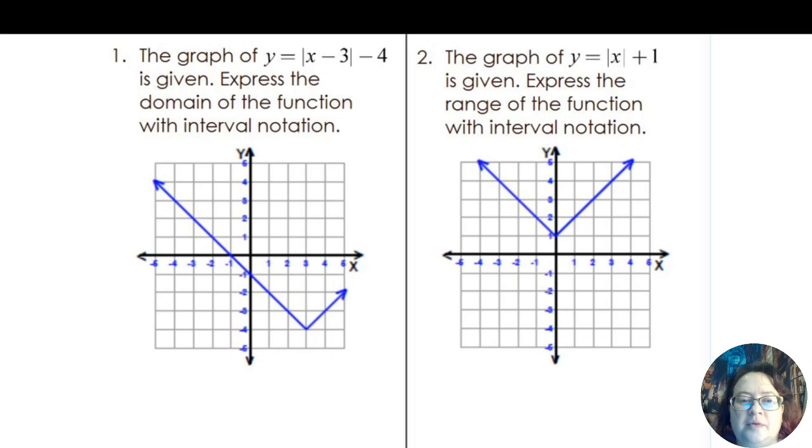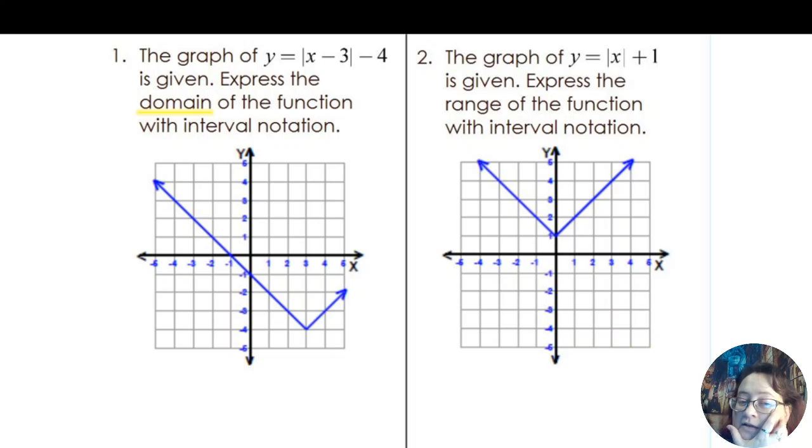So let's try a couple. Here it says the graph of y equals the absolute value of x minus 3 minus 4 is given. Express the domain of the function with interval notation. So even if I forget that our domain is all real numbers, I can look to the left and look to the right.